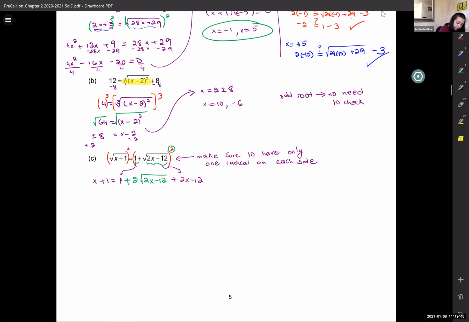So now what I'm going to do is move all of the non-root terms to the left side, right? So subtract 2x, so I get negative x plus, let's see, I'm going to add 12, and here I have the negative 12 and the positive 1, bring it here, so I get positive 12 equal to this.